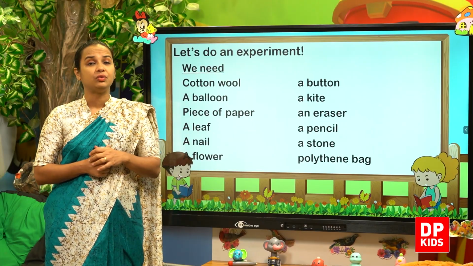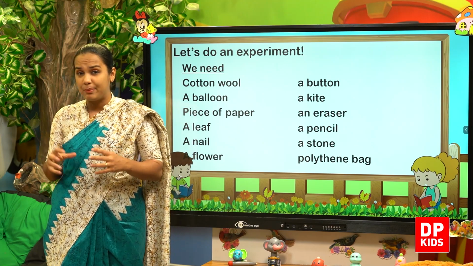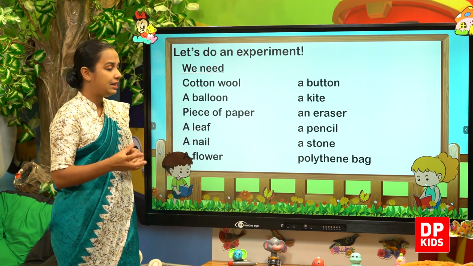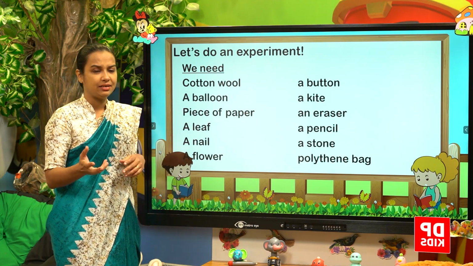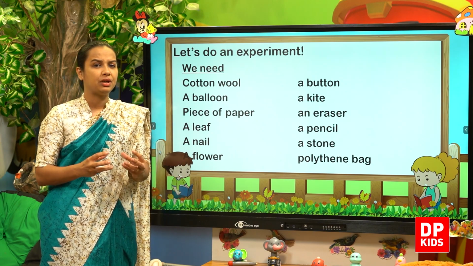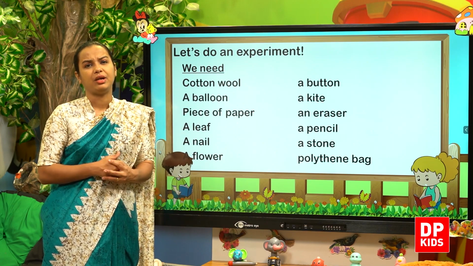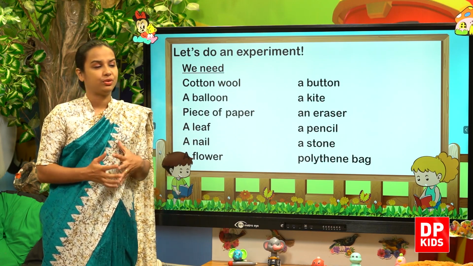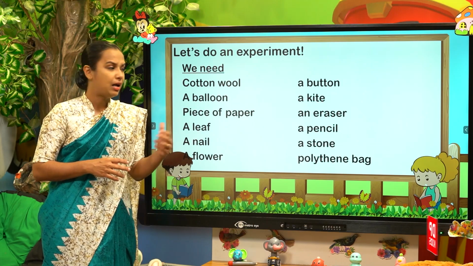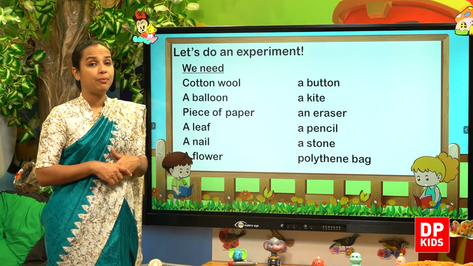We need cotton wool. Apita one pulung tikak. We need a balloon. Apita one balloonak. A piece of paper, punchi kola kalak, a leaf, gahaka kolayak, a nail, anayak, a flower, malak. Meva punchi dula putalata hoyaganna puluwan dewal. A button, bottamak. A kite, sarungalayak. An eraser, makanayak. A pencil, pencilak, a stone, galak, and a polythene bag.